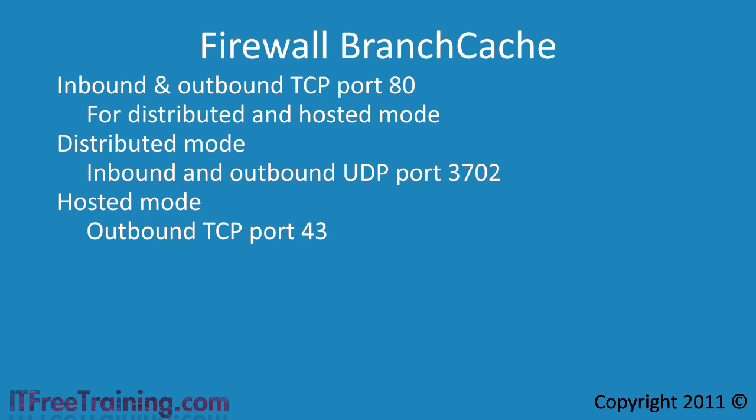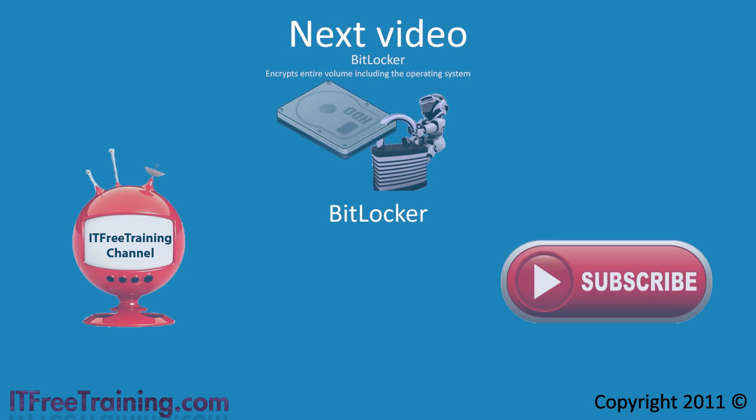When used correctly, BranchCache should help to take some load off of your wide area networks, which should hopefully give your end users a better experience. In the next video, I will look at BitLocker. BitLocker is a system in Windows 7 that allows you to encrypt your hard disk, protecting it from theft.